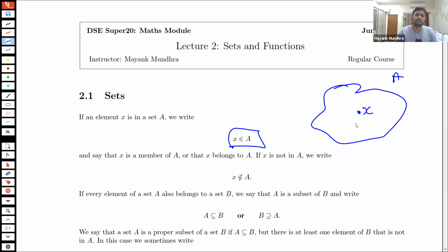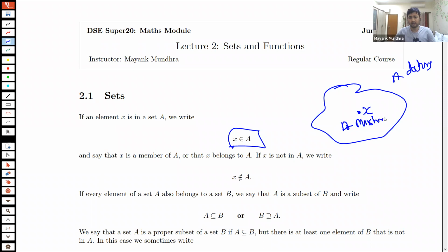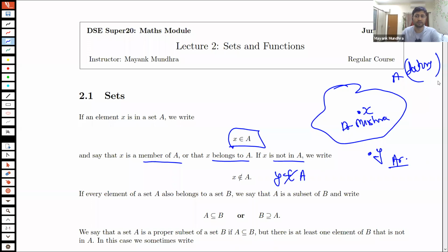Now, let's say A is the set of doctors, and X is, let's say, Dr. Mishra. So we can write that X, that is Dr. Mishra, is an element of the set of doctors. Okay, so we say X is a member of A, or that X belongs to A. Now, if X is not in A, so let's say some other guy Y, he's not a doctor, he's an architect. So this Y does not belong to A, so we write it like this. So these are the symbols.